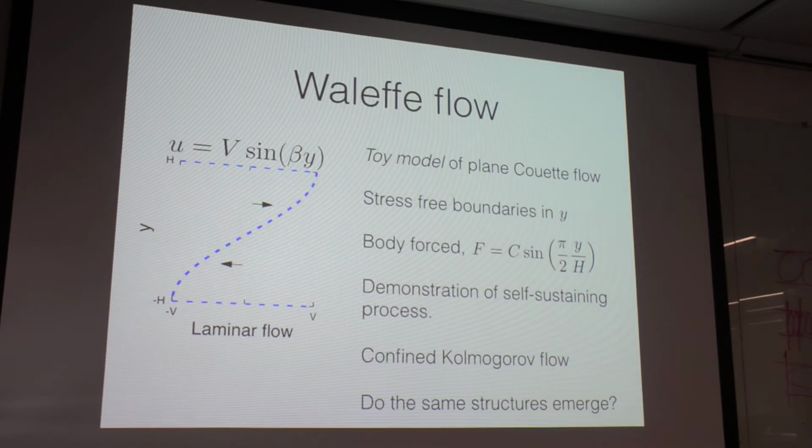Okay, now we're going to introduce another flow, which we've been calling Waleffe flow. Other people call it Kolmogorov flow. It's a flow in which, you recall how when we did convection in the 2nd class, we put on free slip boundary conditions.